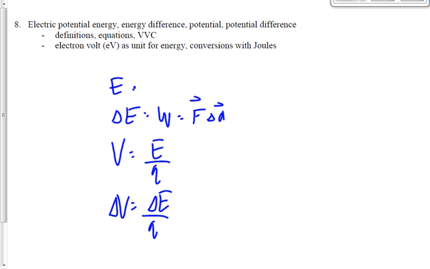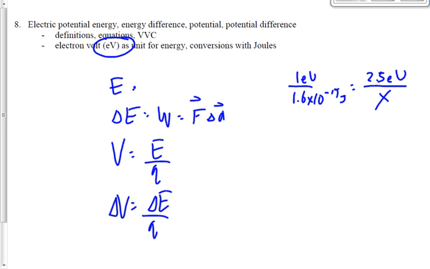And we talked about the electron volt as a unit for energy. Remember how to convert that? So we have 2.5 electron volts we want to convert to joules, right? 2.5 over x. If we wanted to convert 3.2 times 10 to the minus 19 joules into electron volts, then we put the x on the top.